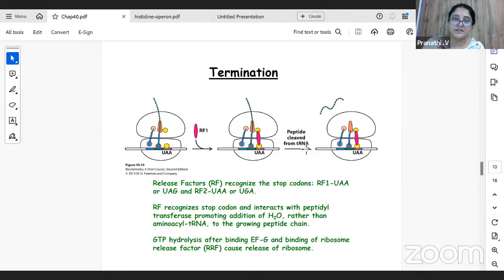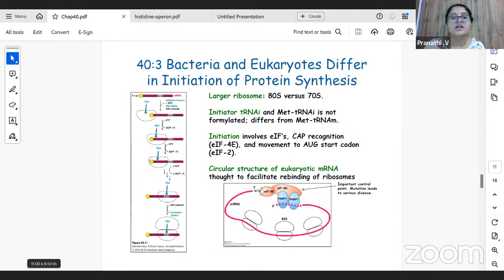So GTP hydrolysis will occur, and this will bind to EF-G, elongation factor G, and the ribosomal release factor is going to release the ribosome. Initiation in bacteria, that is prokaryotes, and eukaryotes is going to be different. So we have completed initiation, elongation, and termination. Now let us have a look at the differences in protein synthesis in bacteria and in eukaryotes.